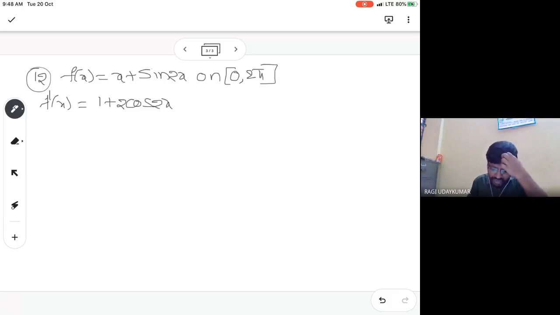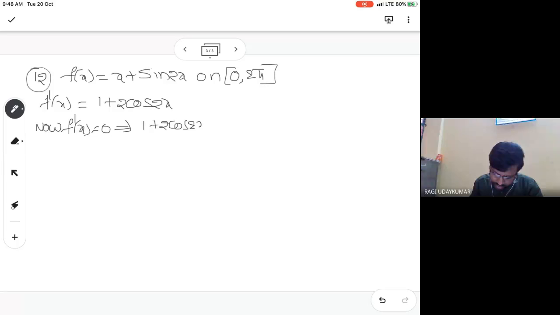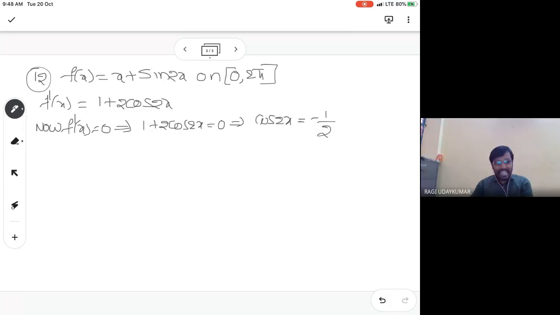So this you have to make equal to 0. Why are we making it equal to 0? To find the critical points. Yes, very good. We have to find out the critical points. So cos 2x equals minus 1 by 2, you will get. And for minus 1 by 2, you are going to have the minus value: minus cos pi by 3. So here minus is there.